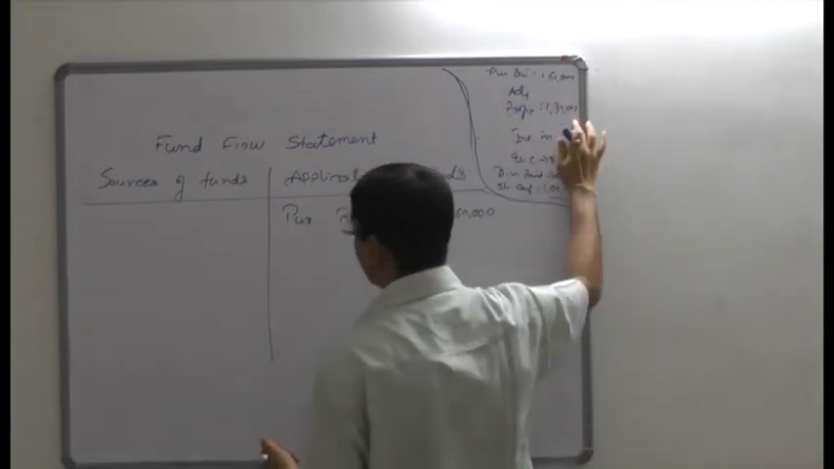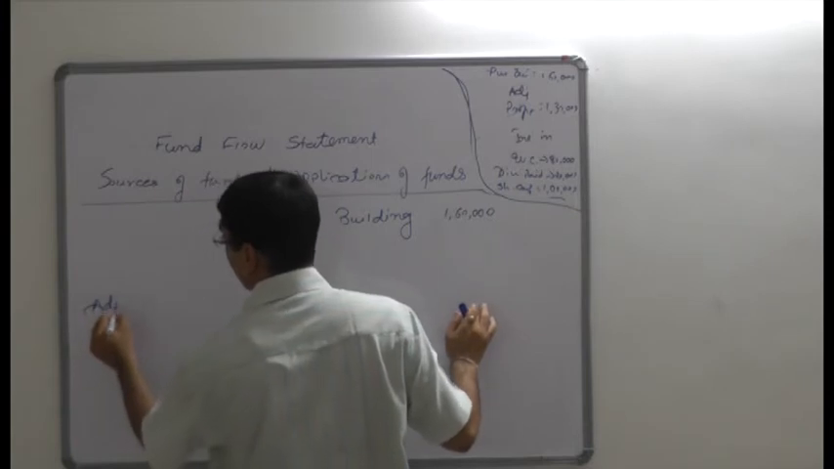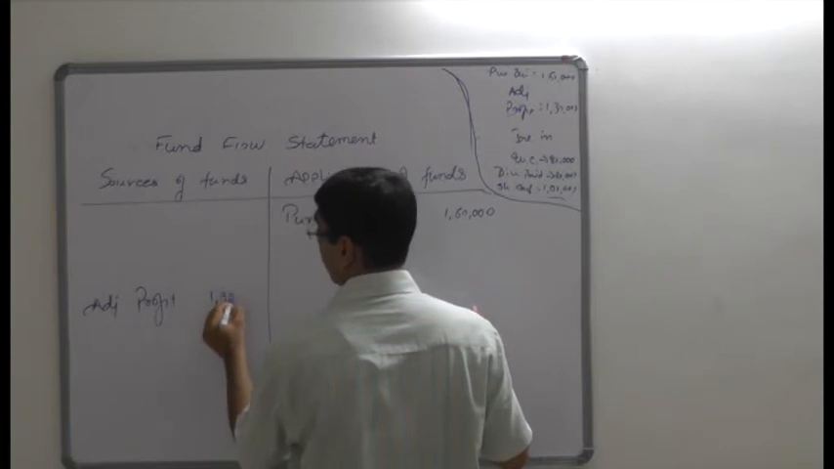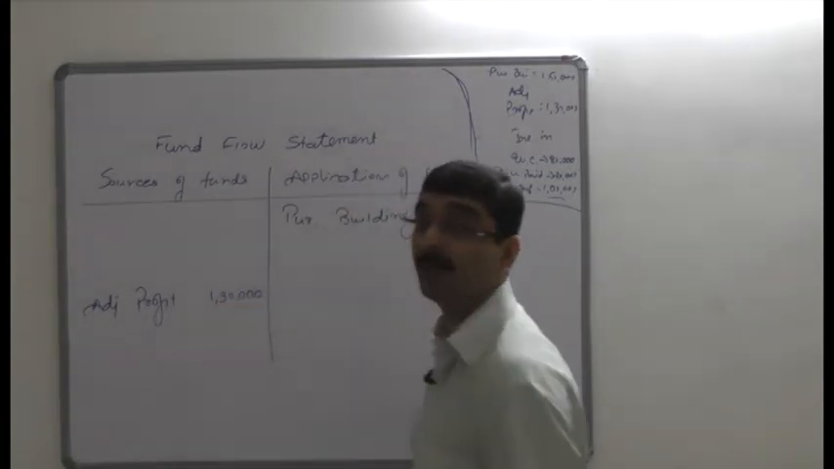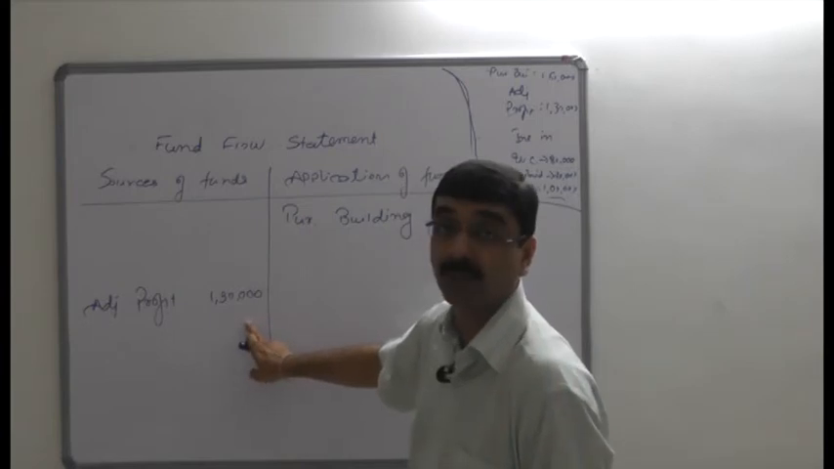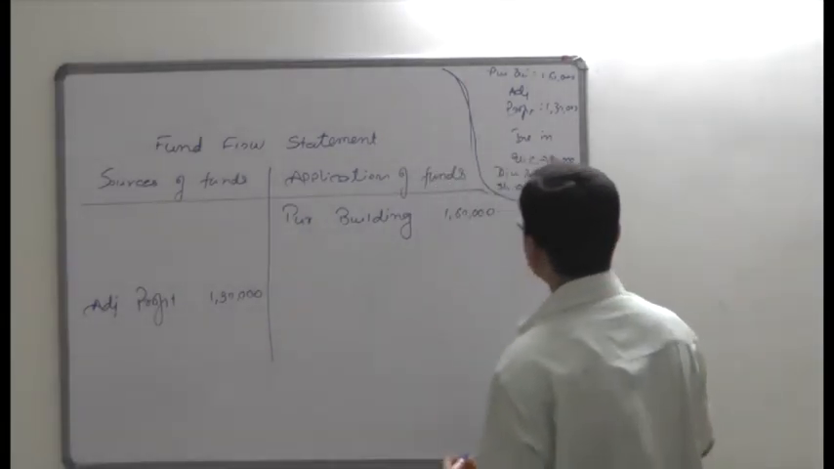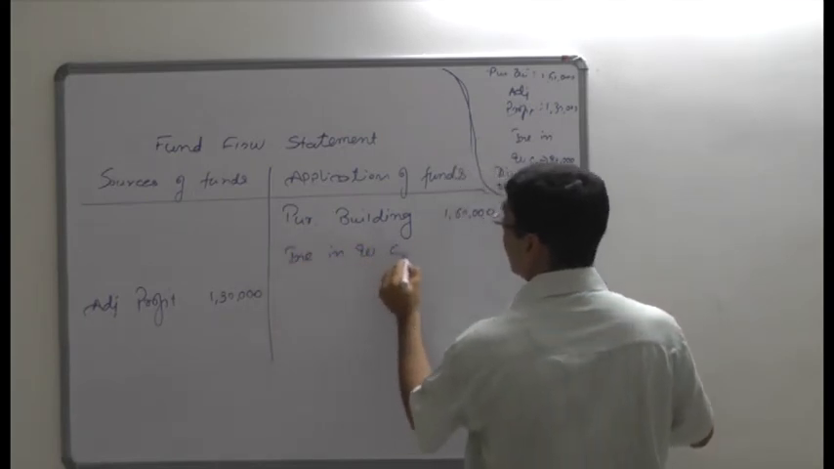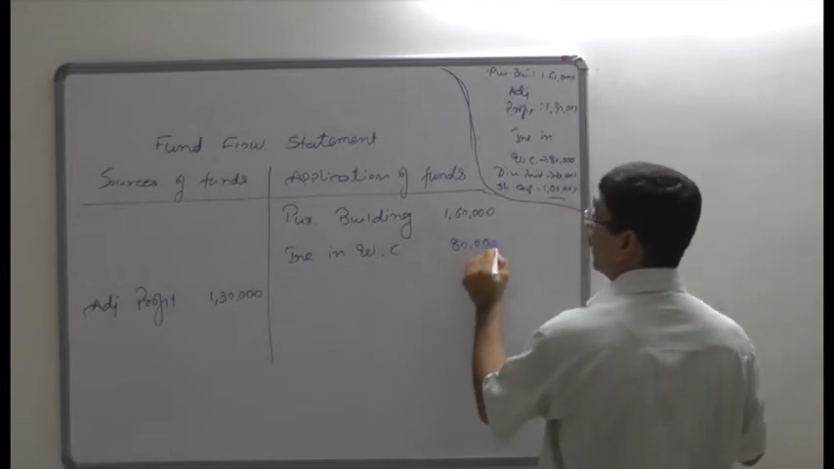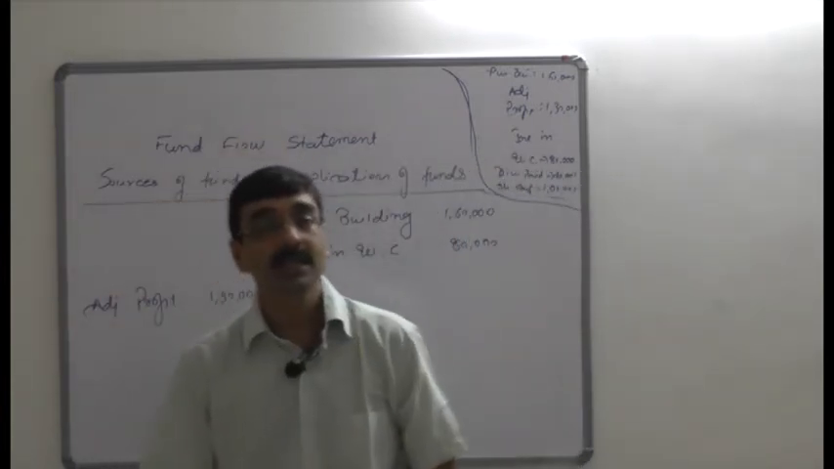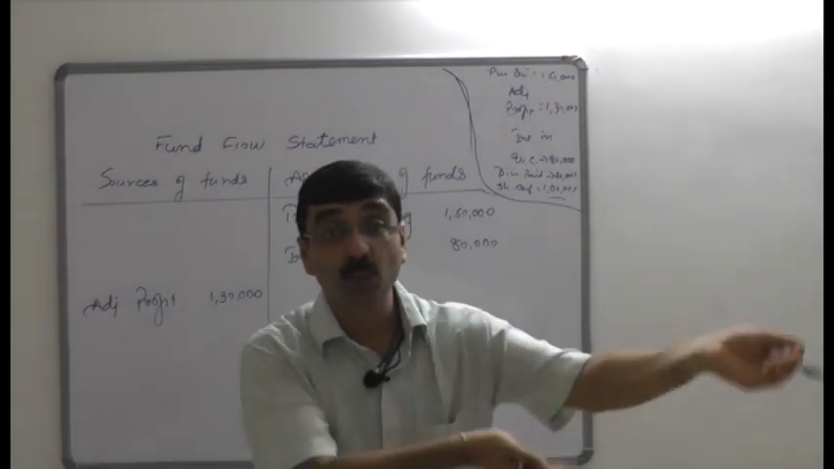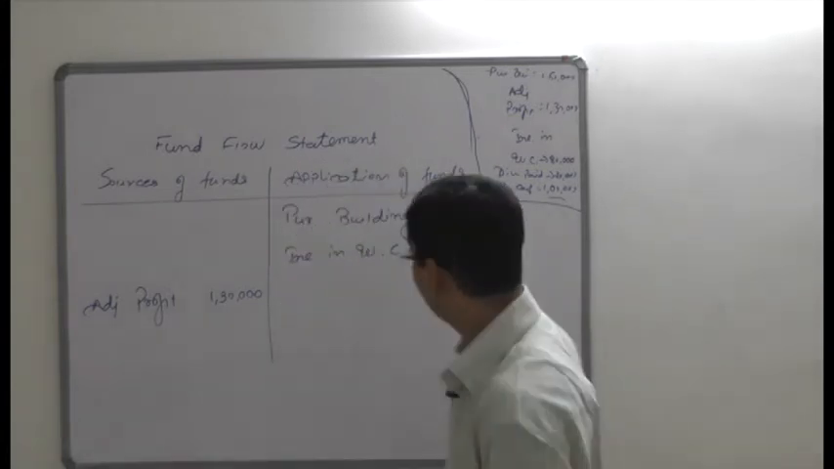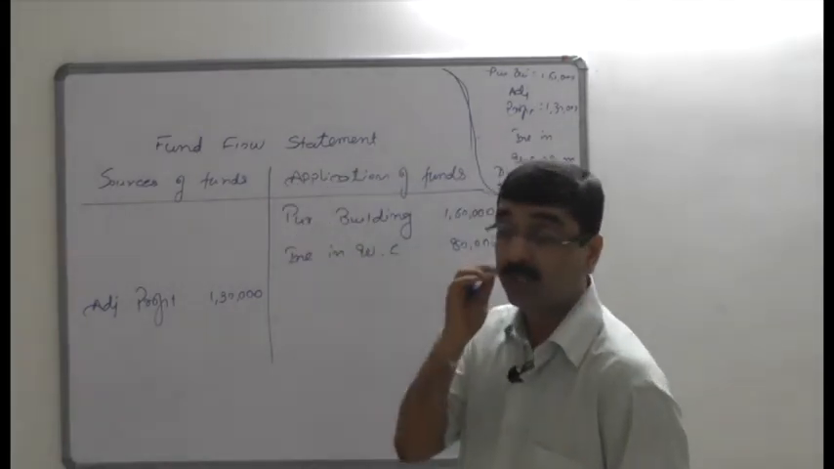Now the second item is adjusted profit. Adjusted profit is your source. Adjusted profit is always your source because profit always increases your fund, and that's why it's recorded on the sources side. Then the next is increase in working capital. Increase in working capital is always an application of fund. Working capital has been increased. That means ultimately the fund is utilized, and that's why it's an application of fund. Fund goes out from the business, and that's why it's recorded on the application of fund.